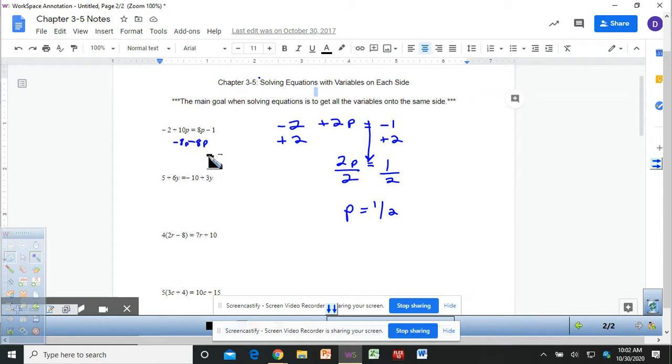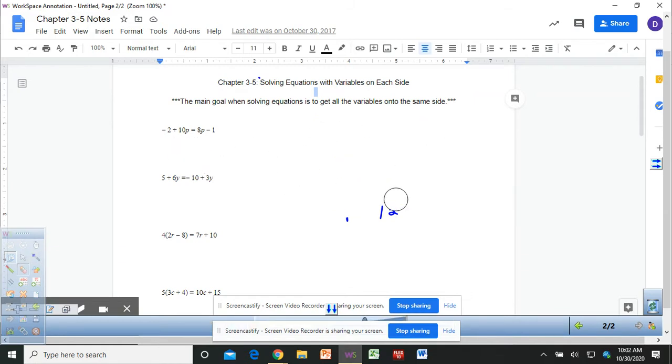Okay, let's try another one. So you have 5 plus 6y equals negative 10 plus 3y. First thing we want to do is get this to the left side. So the opposite of a positive 3y is a negative 3y. So we're going to put a negative 3y on both sides. And what that does is it cancels out the 3y on the other side and leaves us with just a 3y on this side, because we took 6 minus 3y equals negative 10.